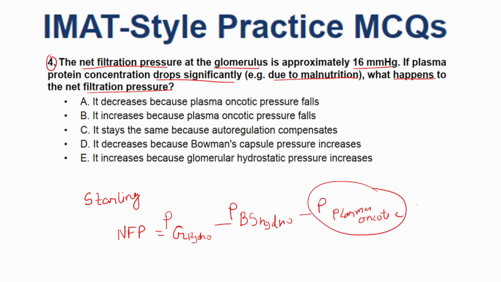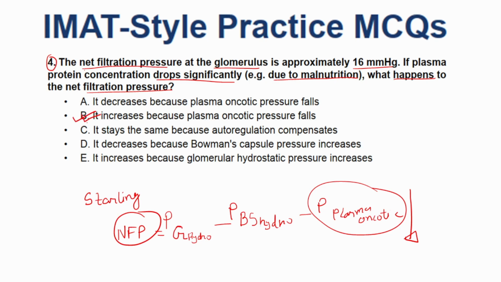When severe malnutrition limits amino acid availability, hepatic synthesis of albumin drops precipitously. This substantial decline in plasma protein concentration directly lowers the plasma oncotic pressure, removing the major opposing force to filtration, which mathematically increases the net filtration pressure and drives excessive fluid across the barrier into Bowman's space. So the correct answer is B.